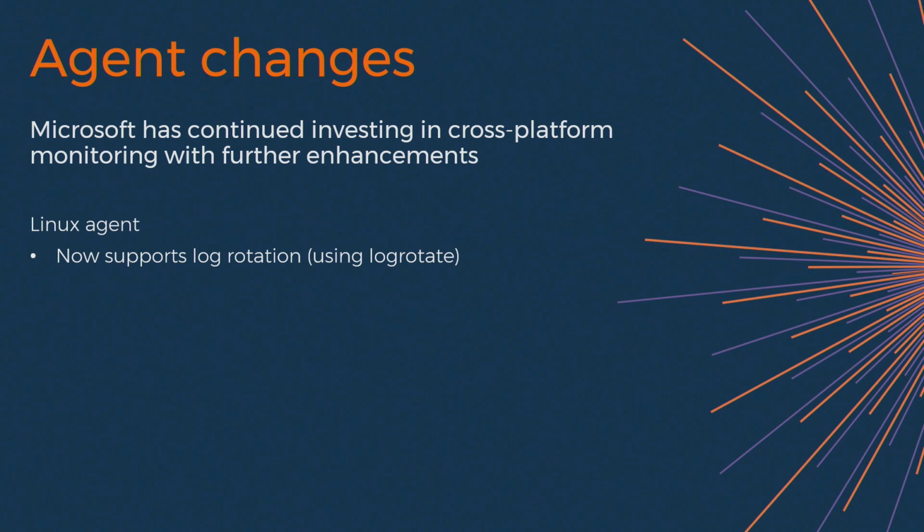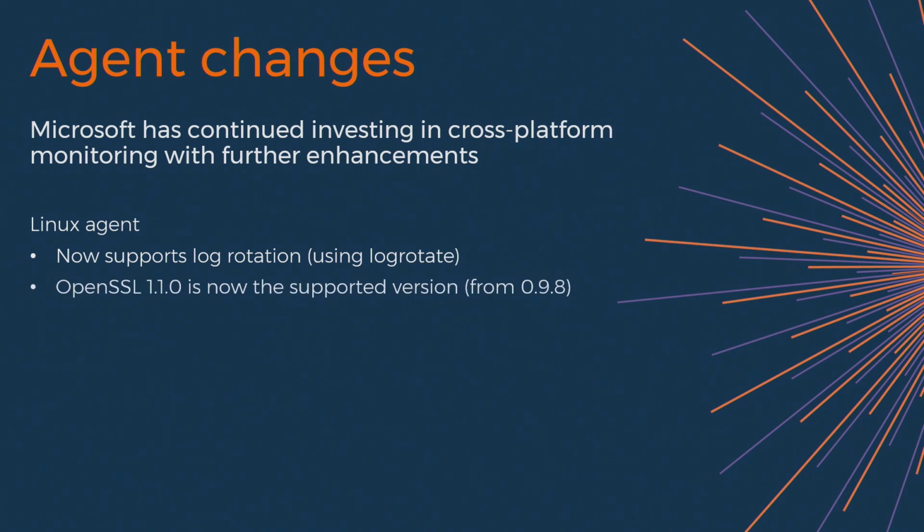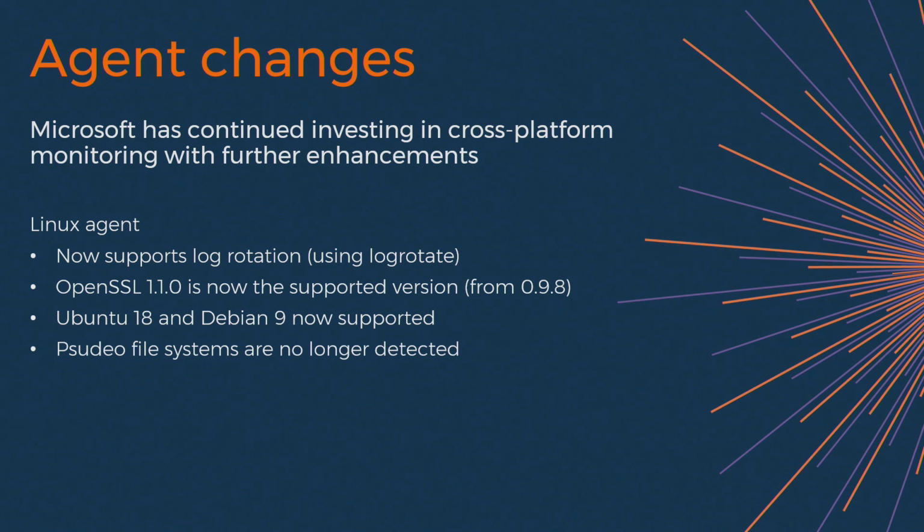There is some manual configuration to do that. I think by default it drops a config file in with some settings, like 50 meg I think is what it keeps. But if that's too little or too much for you, you can adjust that as and when you want. And they've moved up from OpenSSL 0.9.8 to OpenSSL 1.1.0, so that was a blocker for getting your Linux agents on. You can now get that in place. Likewise, they're now supporting Ubuntu 18 and Debian 9. So if you had boxes before where you couldn't put the agent on because it wasn't supported, it should be now. And they also are no longer detecting and enumerating pseudo file systems. If you were getting all these pseudo file systems appearing as drives, that's not happening anymore either.